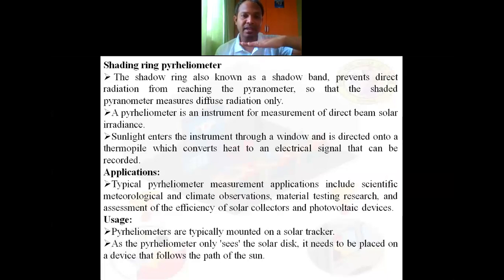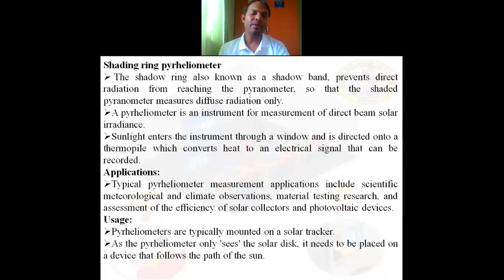where this area is maintained theoretically perpendicular. It cannot be exactly perpendicular. Practically, it is not possible, my dear friends. But still, theoretically, it is the unit area which is perpendicular to the direction of the solar radiation. Is it clear? So that is what we call the solar constant.